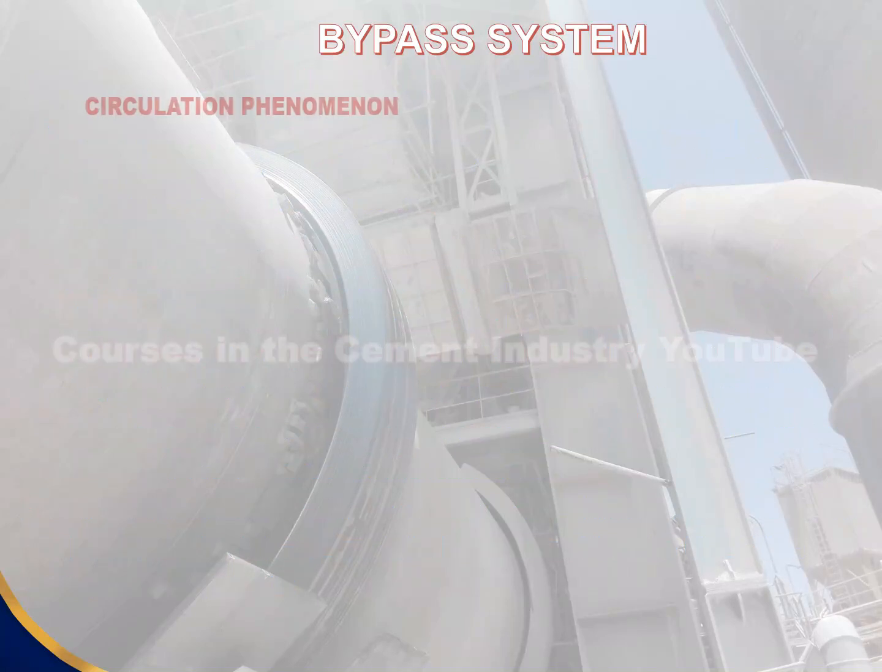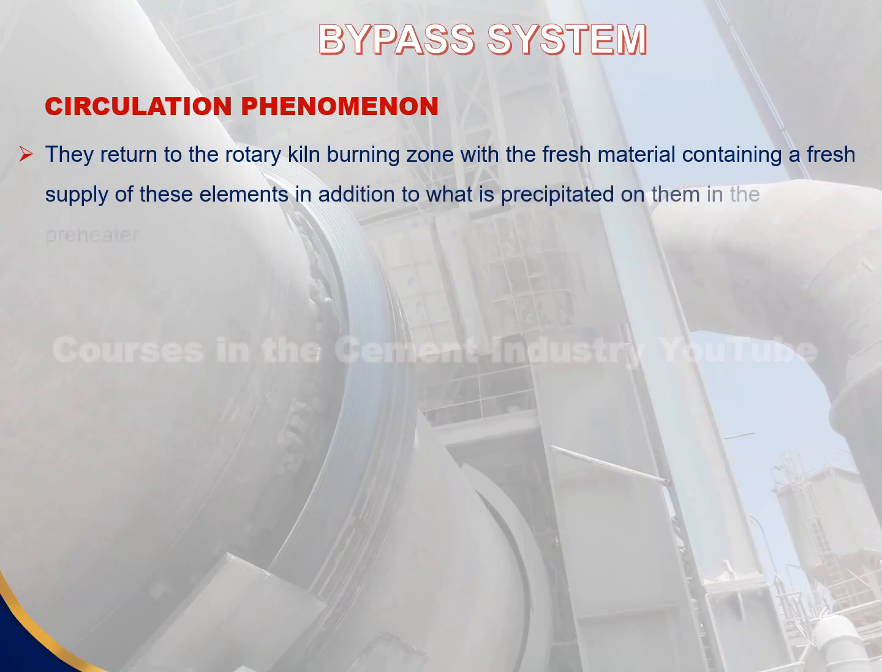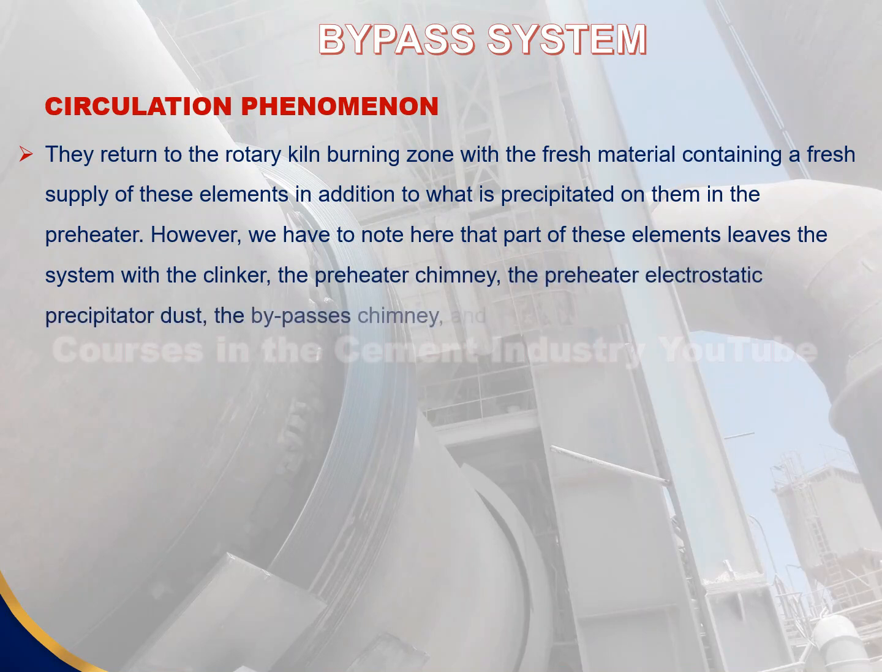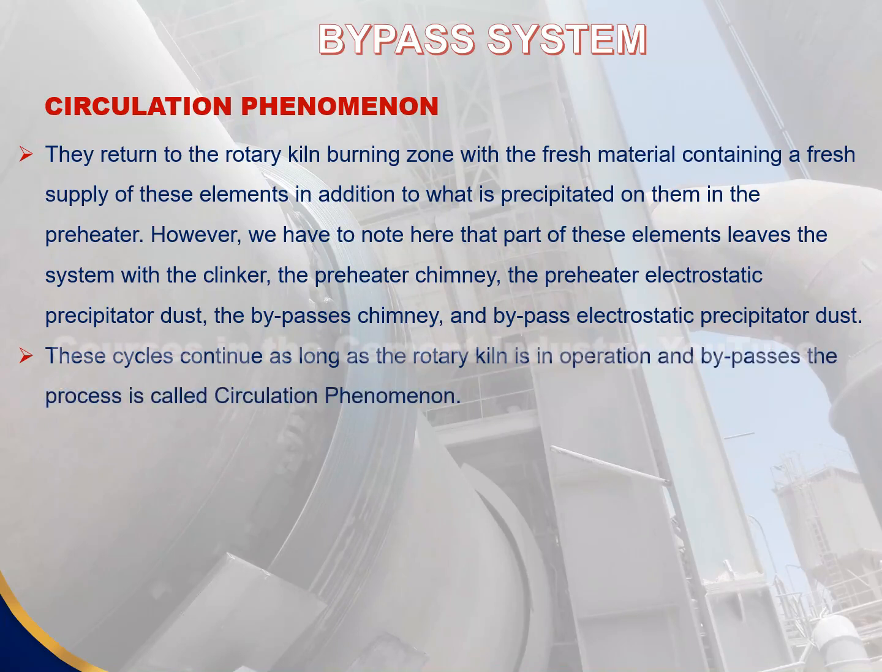They return to the rotary kiln burning zone with the fresh material containing a fresh supply of these elements, in addition to what is precipitated on them in the preheater. However, we have to note here that part of these elements leaves the system with the clinker, the preheater chimney, the preheater electrostatic precipitator dust, the bypass chimney, and the bypass electrostatic precipitator dust. These cycles continue as long as the rotary kiln is in operation, and this process is called the circulation phenomenon.